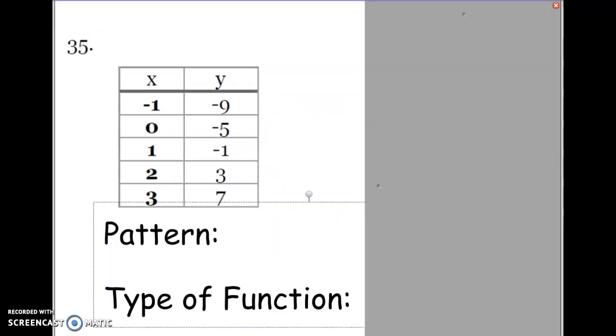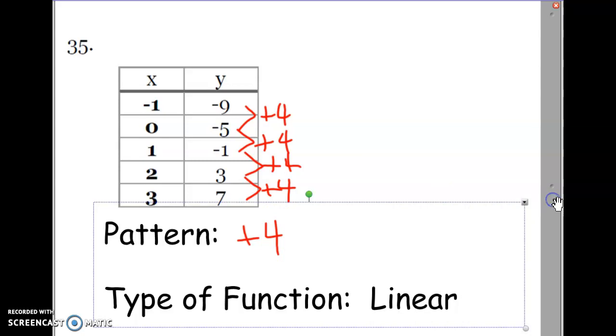Okay, next two tables are pretty simple. The pattern here that I'm noticing is adding each time, and from -9 to -5, I would be adding 4. From -5 to -1, I would be adding 4. Just be careful when you go from a negative to a positive. You know, -1 plus 4 would give you 3, and then 3 plus 4 would give you 7.